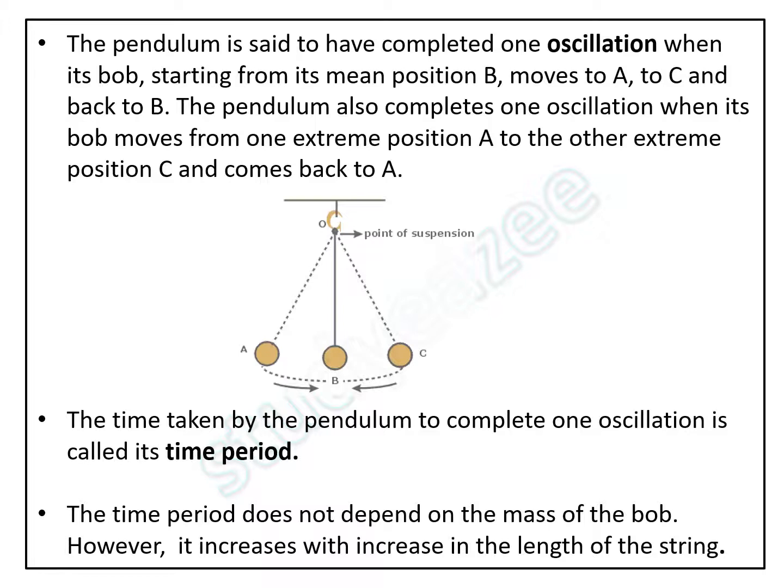The pendulum also completes one oscillation when its bob moves from one extreme position A to the other extreme position C and comes back to A. The time taken by the pendulum to complete one oscillation is called its time period. The time period does not depend on the mass of the bob. However, it increases with the increase in the length of the string.